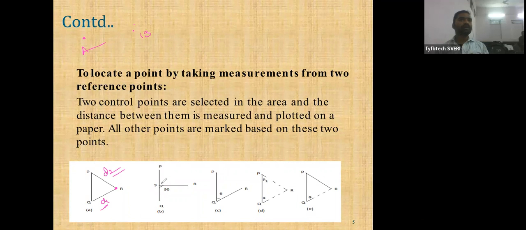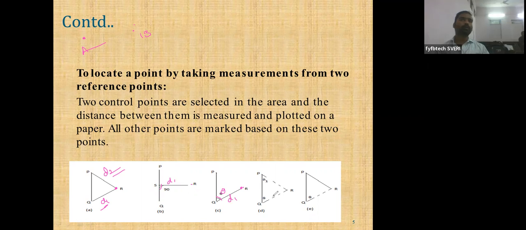Suppose in the next one, one is an angle and one is a distance. If you know the distance between the PQ line and this point R, and if you know the angle, you can locate this R. One is a linear measurement and the other is an angular measurement. Then coming to the third case: if you know the angle PQR and the distance between Q and R, can you locate this point R? One is the angle theta and the other is the distance.